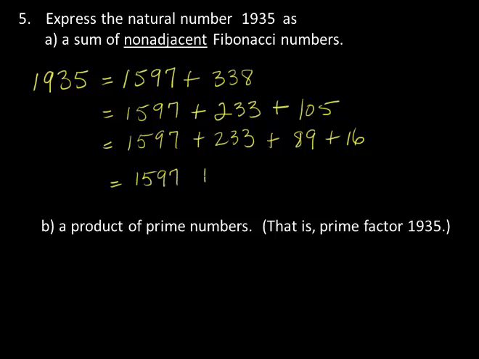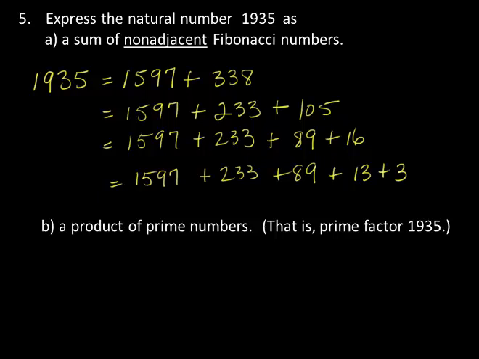1597 plus 233 plus 89. And now in my last step, I write 13 plus 3. 3 is a Fibonacci, so I stop. So that is the answer. 1935 equals 1597 plus 233 plus 89 plus 13 plus 3.